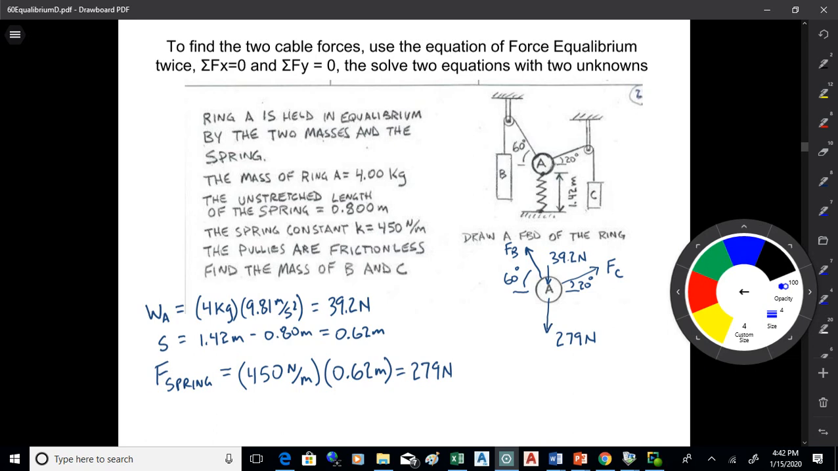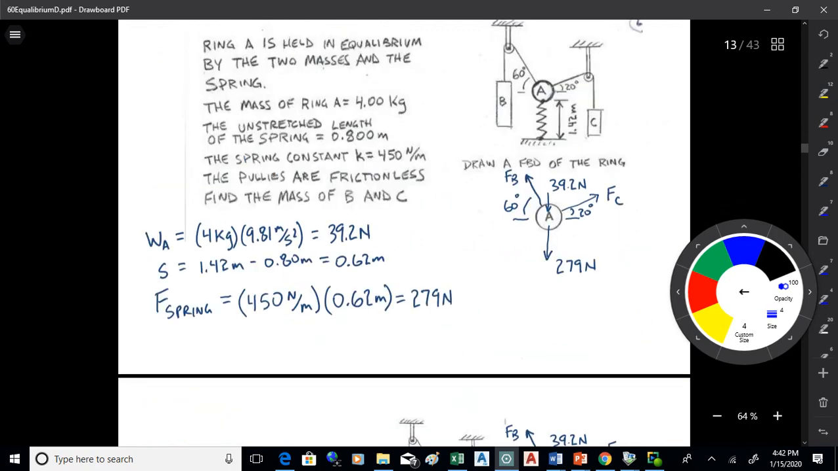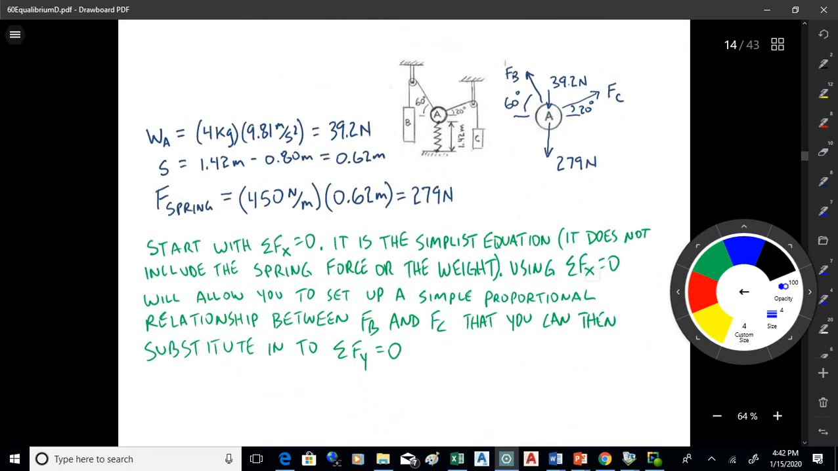But let's see how we would do this kind of old school. We're going to start with sum of Fx equals 0. I'm doing that on purpose because it's the simplest equation. It doesn't include the spring force or the weight. So if I sum forces in the x direction, I'll get a nice simple proportion between FB and FC. I can then substitute it into my sum of Fy equation.